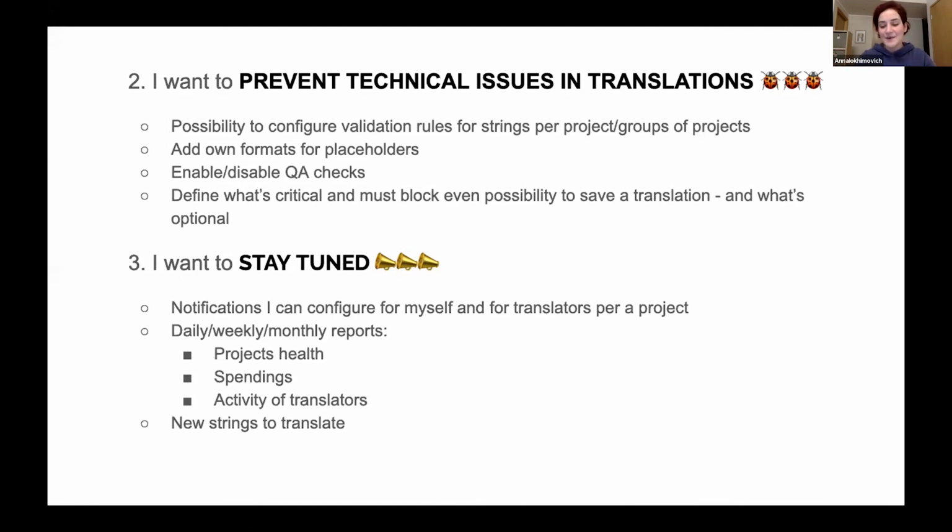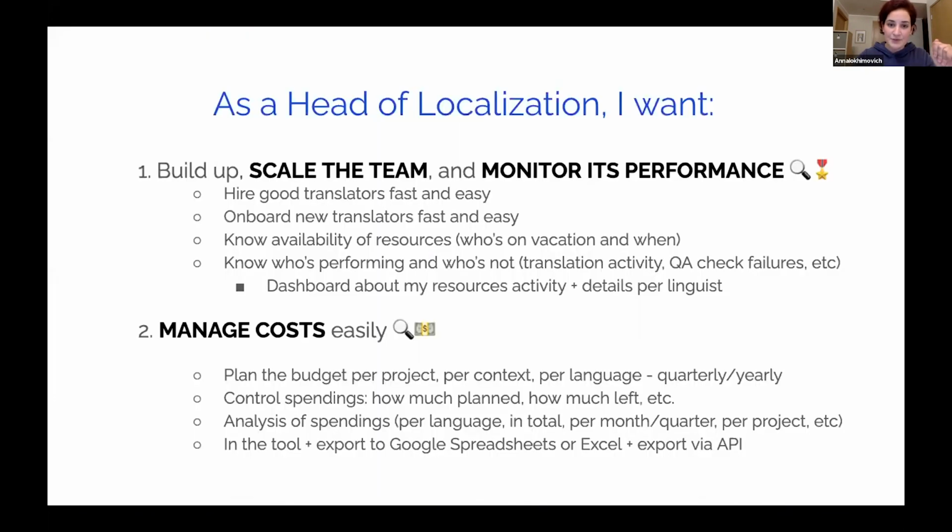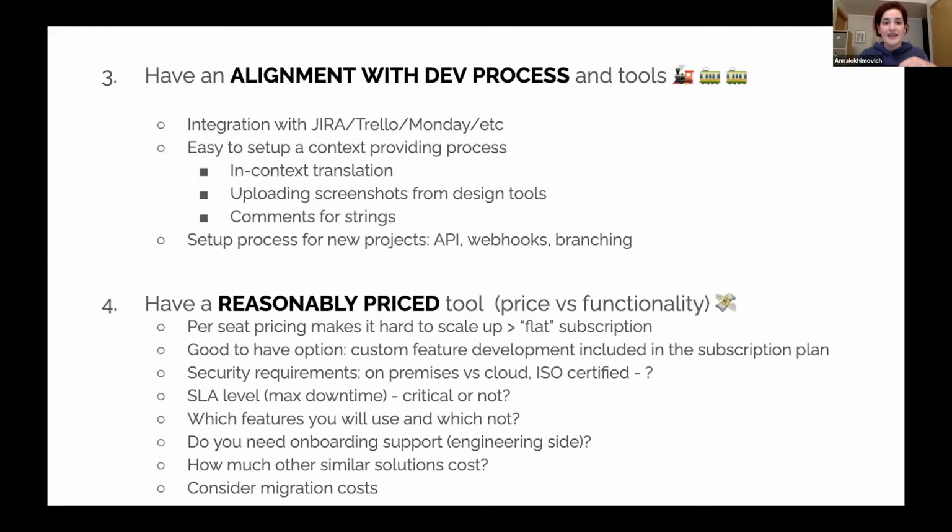Okay, so very briefly, I genuinely recommend to read through all these check marks for project managers and for localization owners. The localization owners' ones will be mostly focusing on scaling the team, monitoring its performance, seeing the big picture, managing costs, and building a very close alignment with the development process.